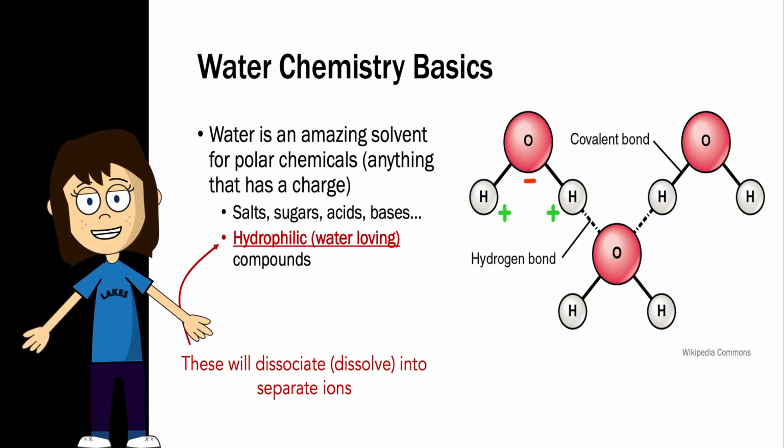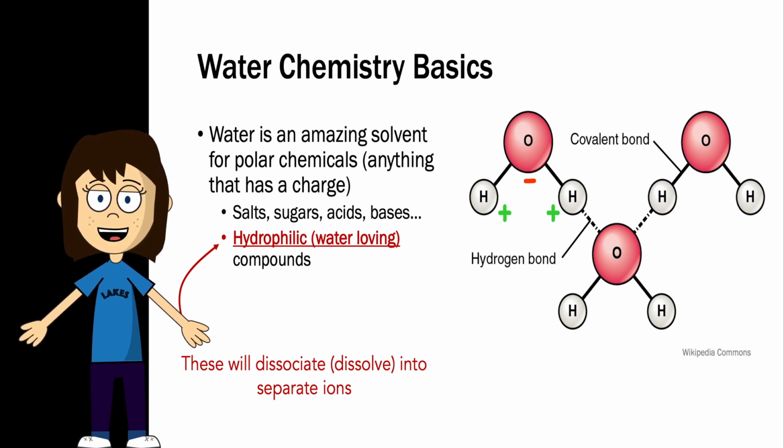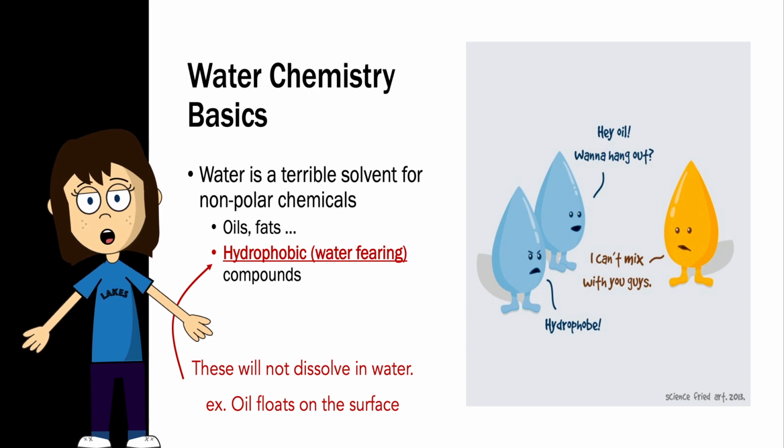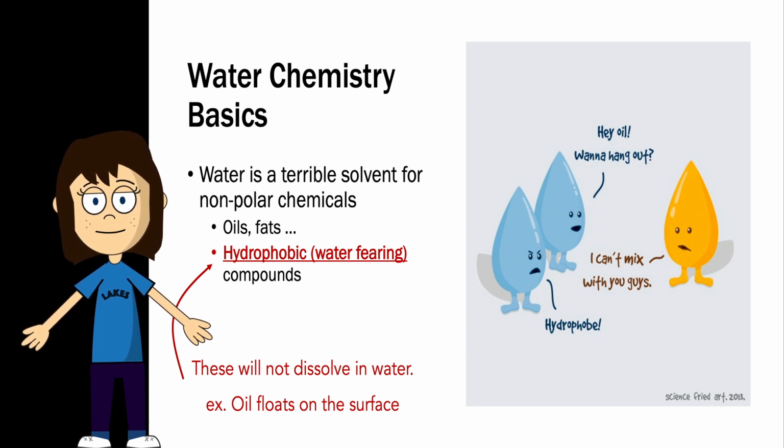And so in general, most salts, sugars, acids, and bases are what we call hydrophilic, or water-loving compounds. And these are compounds that will dissociate or dissolve into separate ions when added to water. Conversely, water is not a good solvent for non-polar chemicals, and these are substances like oils and fats.